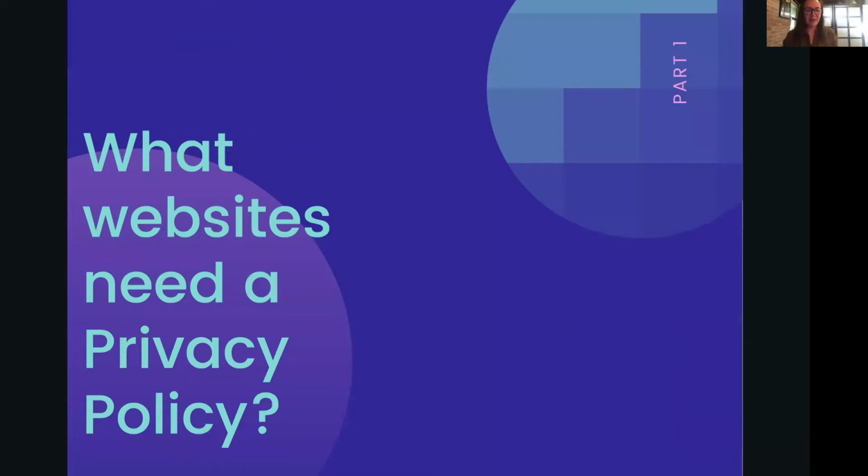All right, so what websites need to have a privacy policy? There are a lot of misconceptions here. A lot of people think that only websites that do e-commerce need to have a privacy policy, or only websites that share or sell personal information need one. That's really not the case. So the first thing we're going to do is be able to pick out which website you're building needs to have one.